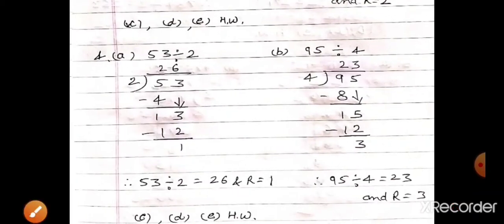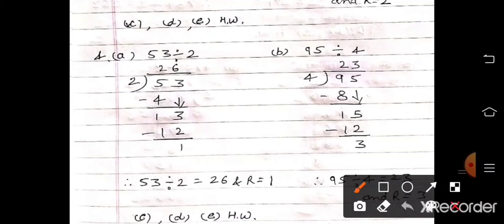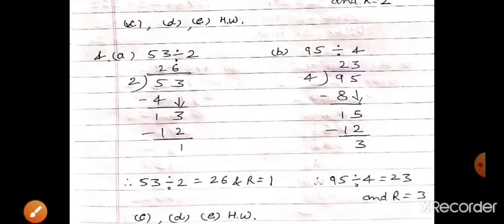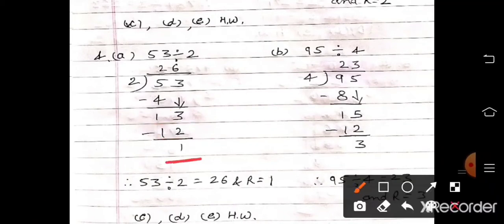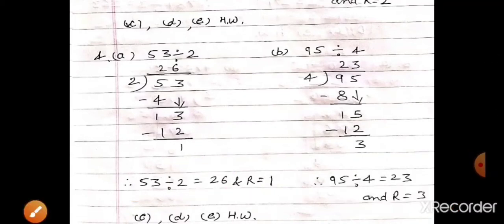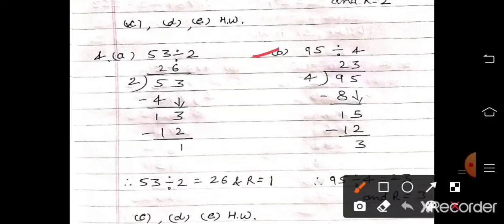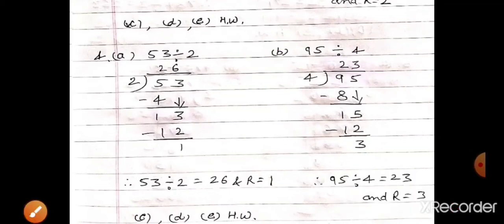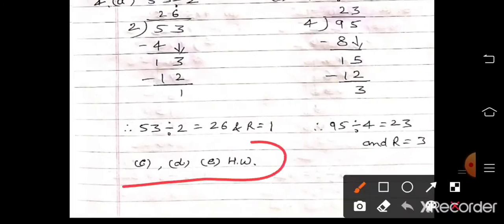Now question number 4. A part 53 divided by 2. 2 2s are 4. Subtract 1. Bring down 3 here. Now it becomes 13. 2 6s are 12. Okay, now subtract. So remainder is 1. Okay, so write the answer. Quotient is 26 and remainder is 1. Okay, like this you have to do B part also. Now C, D, E is your homework.